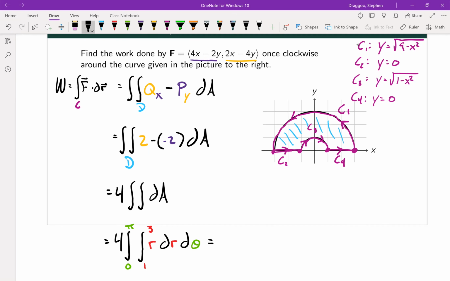And this thing is a nice separable integral, so that can be 4 times the theta integral, which is just going to come out to pi, times the r integral. We'll have r squared over 2, where we're plugging in 3 and 1. So we've got 9 over 2 minus 1 over 2, which is 8 over 2. Multiply that all together, and I believe we end up with 16 pi.